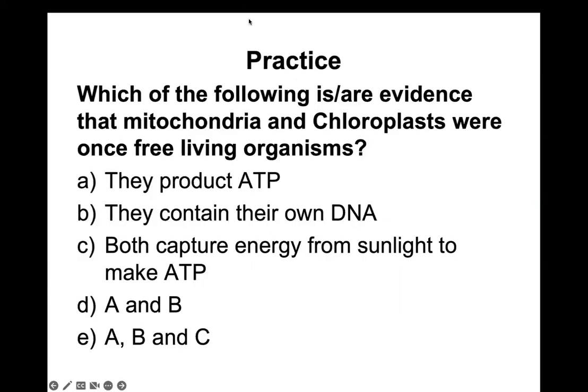Okay, so let's do another practice question. Which of the following is or are evidence that mitochondria and chloroplasts were once free living organisms? They produce ATP, they contain their own DNA, or both capture energy from the sun and make ATP. So what do we think? A, B, or C? Or a combination of A, B, and C?